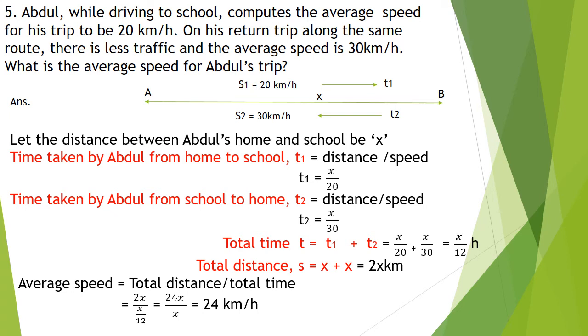And total distance, how can we calculate? We know the distance to one side is X, so the other side is also the same distance, isn't it children? So X plus X will be 2X. So average speed is the total distance, that is 2X, divided by total time, that is X by 12. So we get the answer 24 km per hour. This is the way that we have to do if such a numerical is asked.